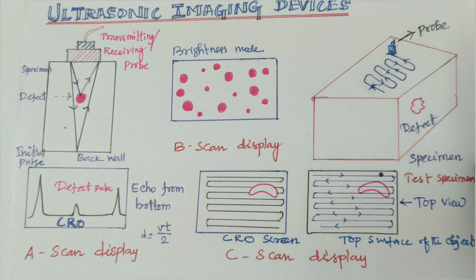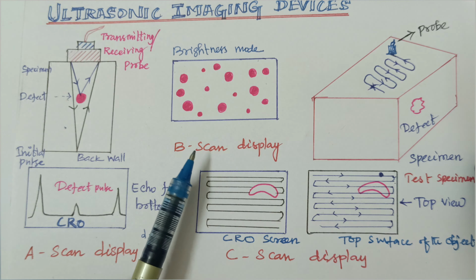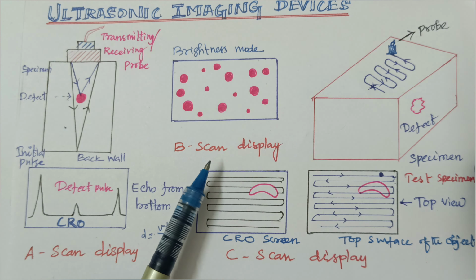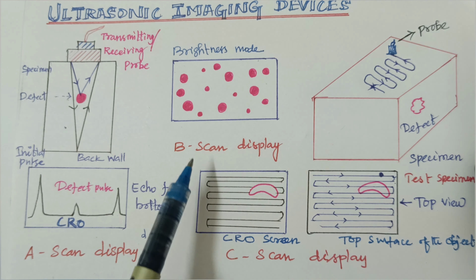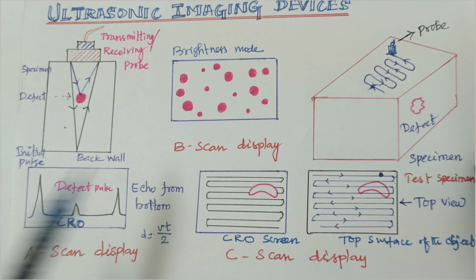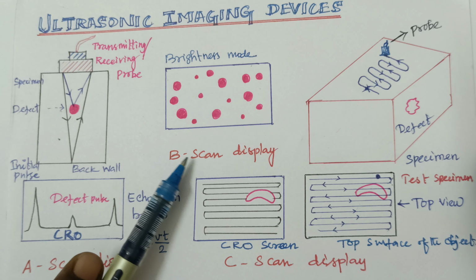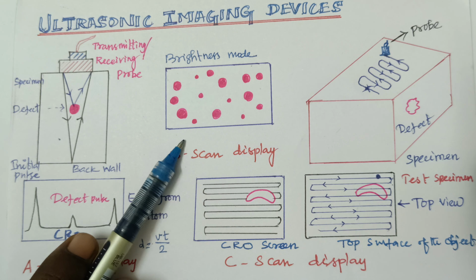Then the advantages of this B-scan are that the depth and shape of the defect can be determined, and this method gives a permanent record of the image of the defect. So by using this method the permanent image can be obtained. Disadvantages: it is very high in cost when compared to A-scan. Then the actual size of the defect is not obtained in B-scan.